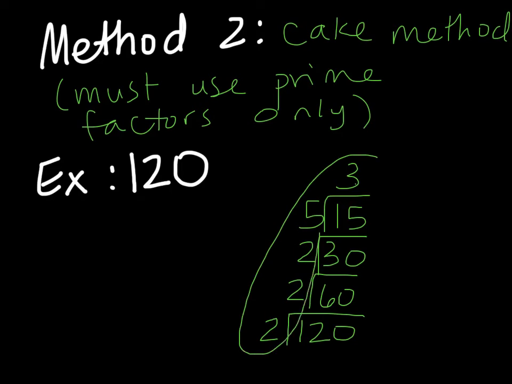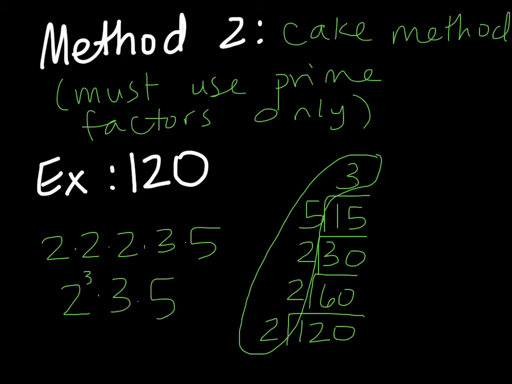This right here, these numbers that I divided by, are my prime factorization. 2 times 2 times 2 times 3 times 5. Or 2 to the third power times 3 times 5.